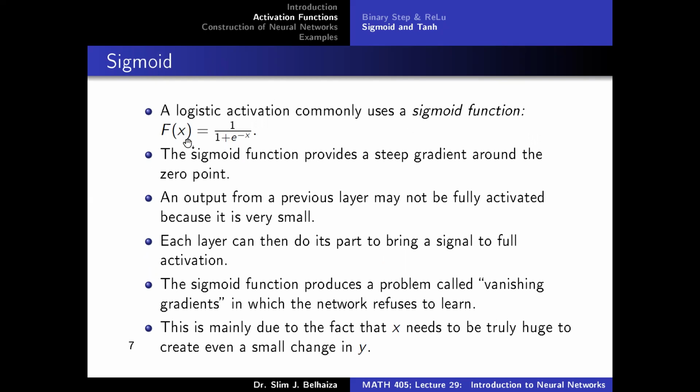The sigmoid function, or what we call the logistic activation function, is commonly used. It writes as f of x equals 1 over 1 plus e to the power minus x. The sigmoid function provides a steep gradient around the 0 point. An output from a previous layer may not be fully activated because it's very small, and each layer can then do its part to bring a signal to full activation. The sigmoid function produces a problem called vanishing gradients, in which the network refuses to learn. This is mainly due to the fact that x needs to be truly huge to create even small changes in y.